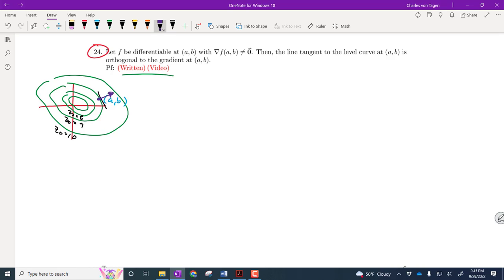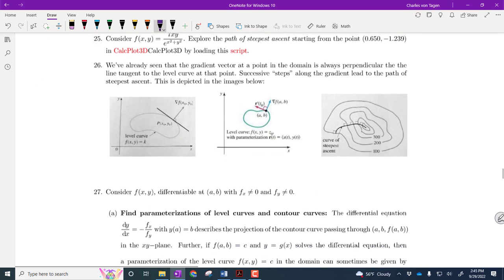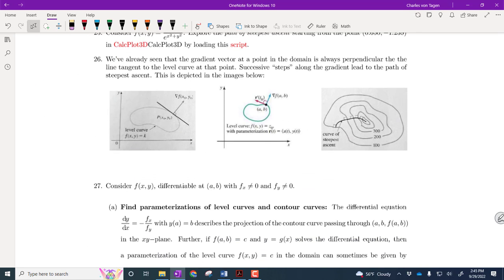Absolutely essential that we have that fact at the ready whenever we need it. What does the gradient do? Well, it points in the direction of steepest ascent. That means that it's always perpendicular to our level curve lines. Okay. Based on that, we can first talk about this idea of the curve of steepest descent.